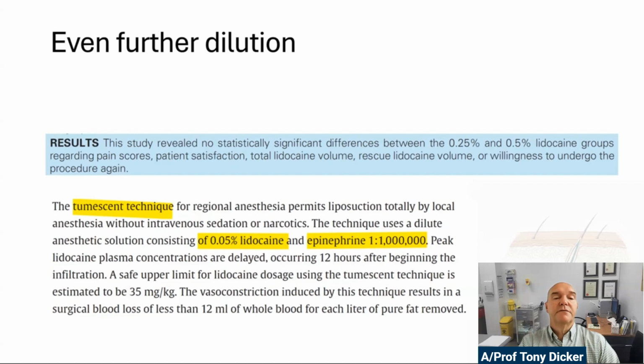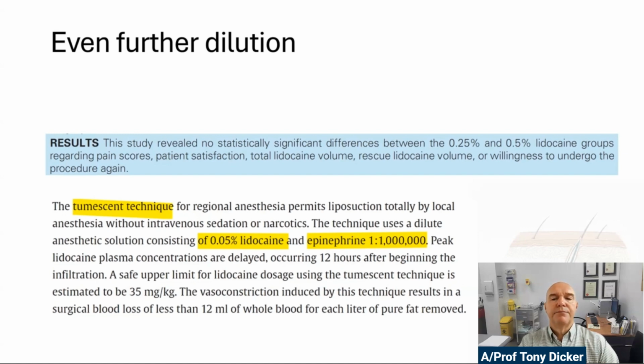So yes, they found that with those lower concentrations, and therefore lower total volumes, they still were able to obtain a significant and relevant anaesthetic with local anaesthesia. Now, in contrast to that, if we look at things like liposuction, where they use a tumescent anaesthetic, they go a lot lower again.